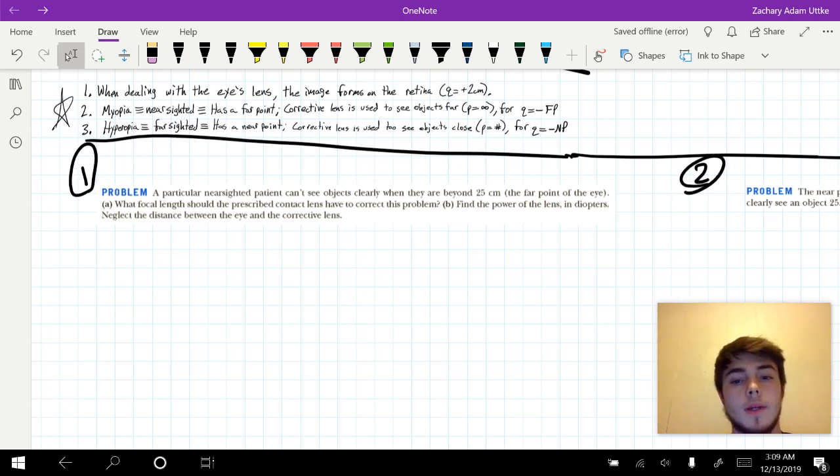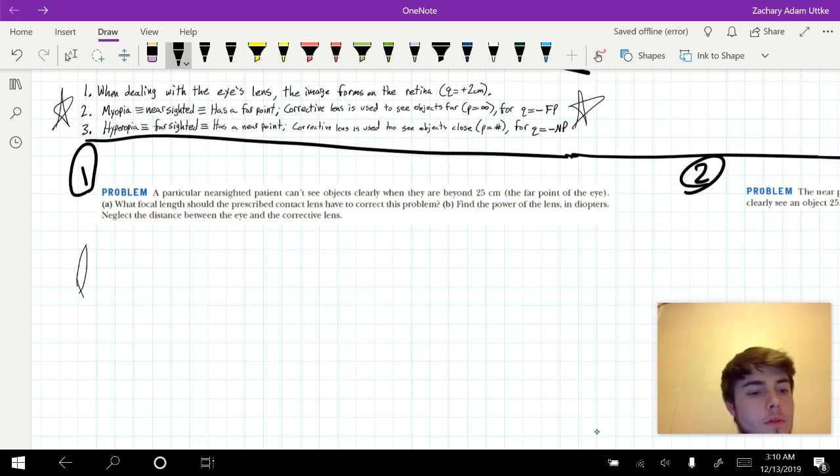So let's work on this next set of problems here, and we're going to be learning all about the eye and corrective lenses and that stuff. First, there are a couple of really important things that I have written out here. When we're dealing with the eye's lens, the eye's lens is a convex lens. It is shaped like this, right? When dealing with the eye's lens, the image forms on the retina. So if the image is forming on the retina, the image distance is going to be Q equals plus 2 centimeters. So that's a constant. That's just the size of a person's eye.